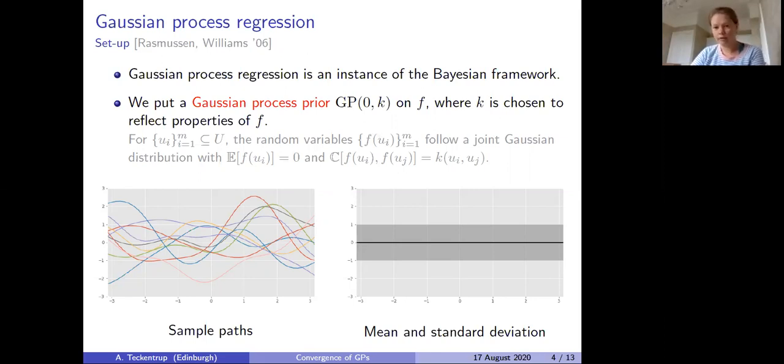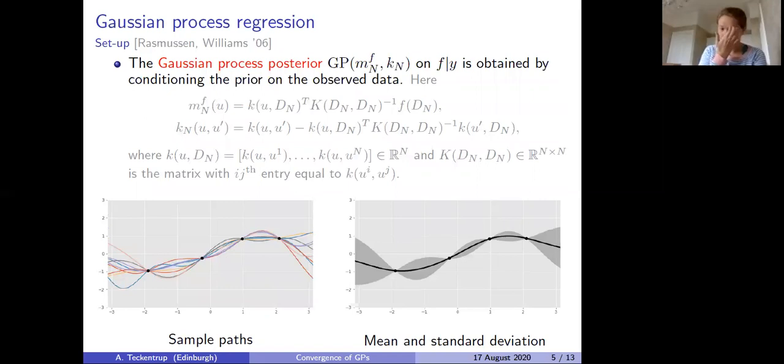And then, as I said, we do the usual update step in the Bayesian framework, and we condition the prior distribution on our observed data. So we're now looking at the distribution of our unknown function f given these function values that we had.